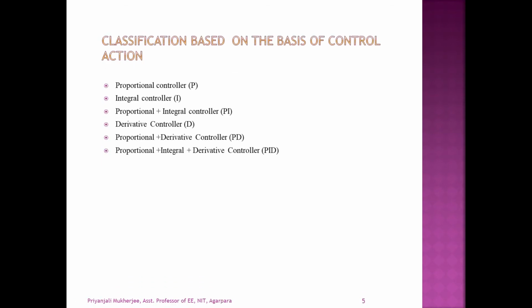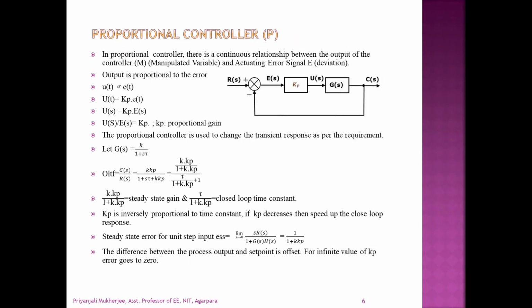These are the classifications on the basis of control action. First is the proportional controller, then the integral controller, the proportional and integral controller, the derivative controller, then the proportional and derivative controller, and finally the proportional integral plus derivative controller, that is the PID controller. So first consider the proportional controller.